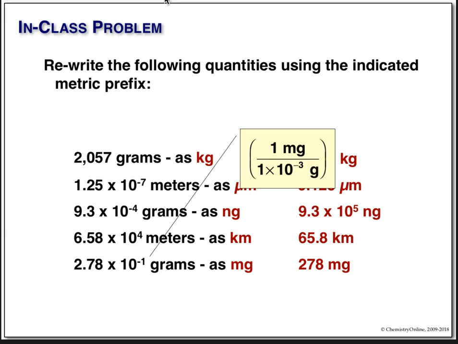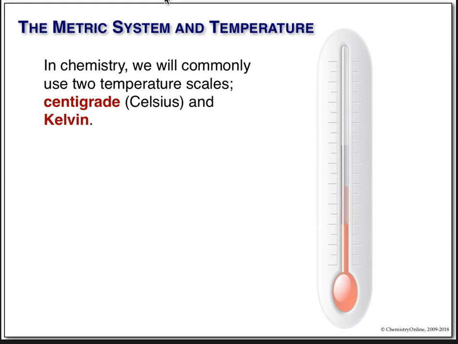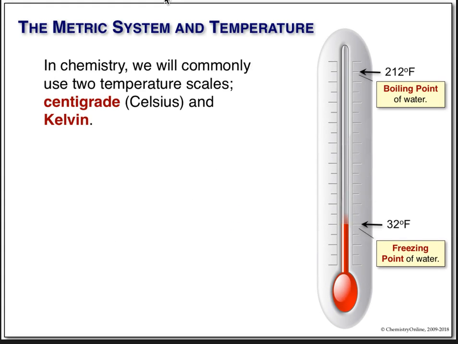The last thing I want to talk about in the metric system is temperature. Here in this country, we measure temperature using the Fahrenheit scale for some reason. Just to be different, I think. Water freezes at 32, it boils at 212. In science and in the rest of the world, we use the centigrade scale. On the centigrade scale, or Celsius, water freezes at 0 and boils at 100.